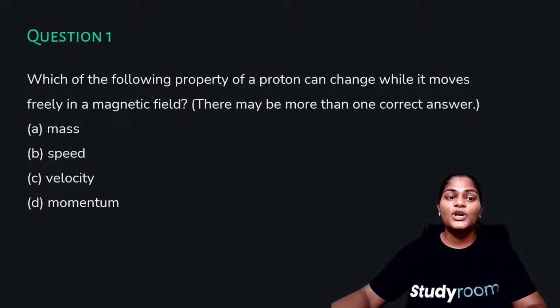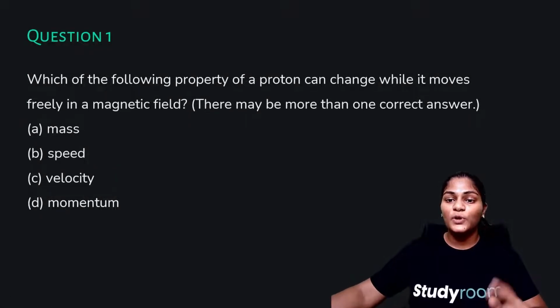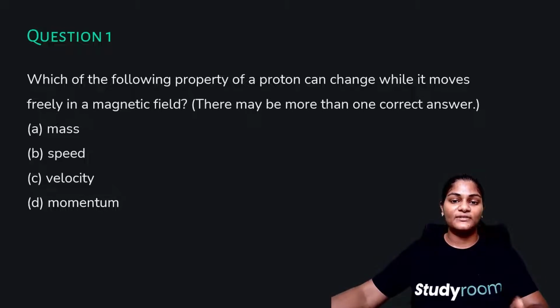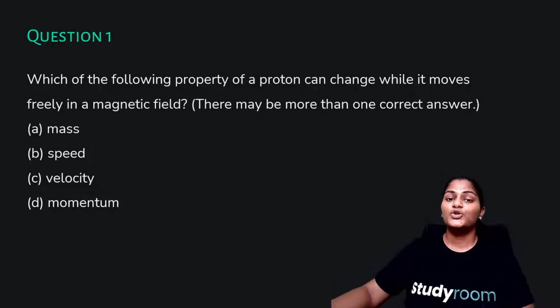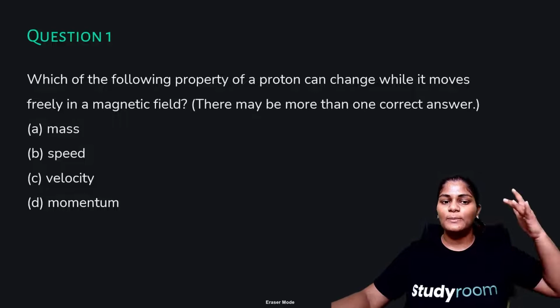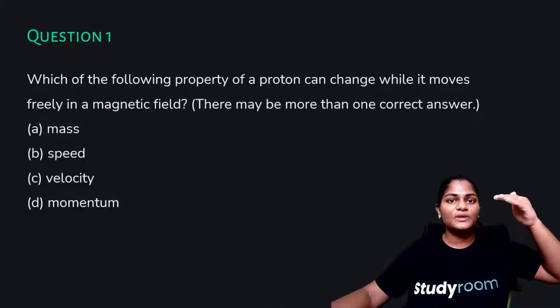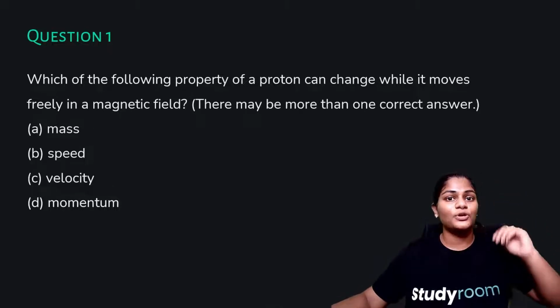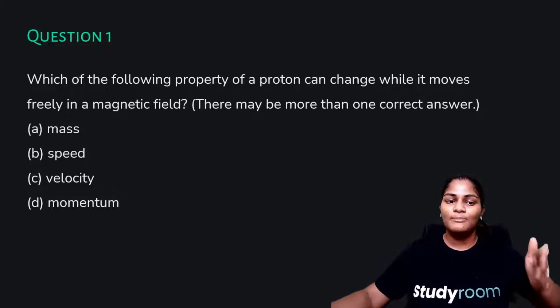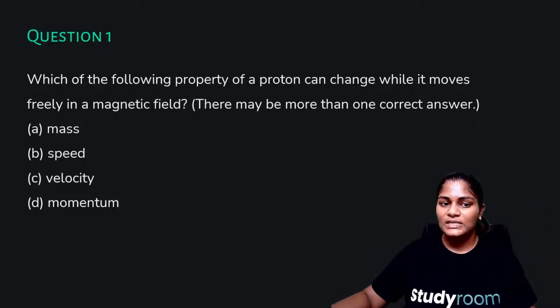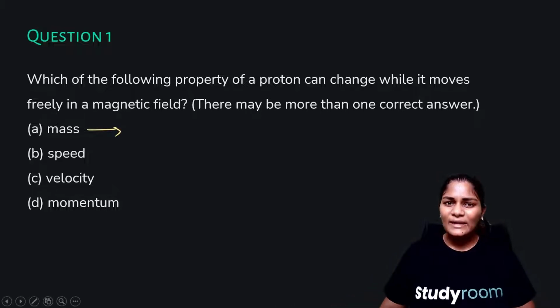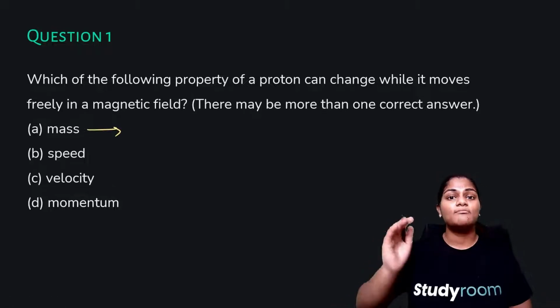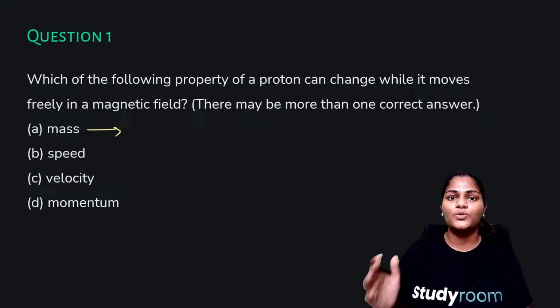Now, the next question says, which of the following property of a proton can change while it moves freely in a magnetic field? There may be more than one correct answer. Okay, so we take this point by point. We think if each and every one of these properties of a proton can or cannot change in a magnetic field. We take mass. Do you think mass of a proton can change due to the magnetic field? No, because mass is always a constant quantity.